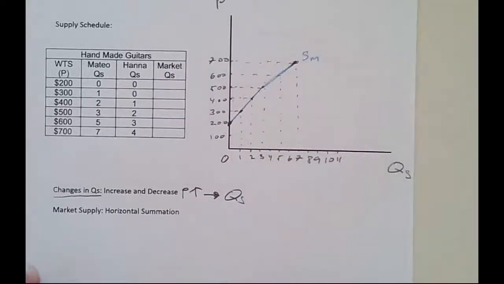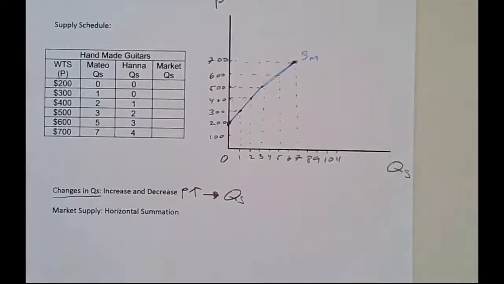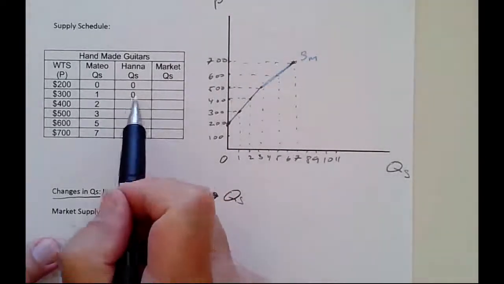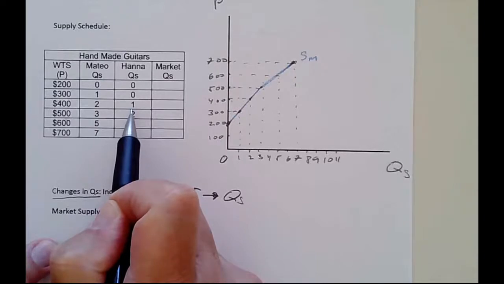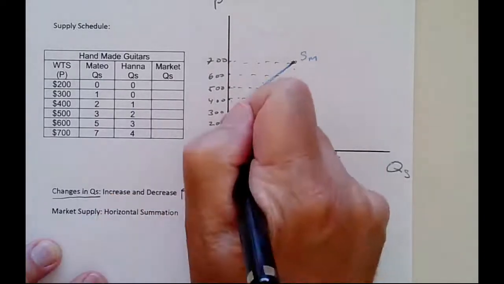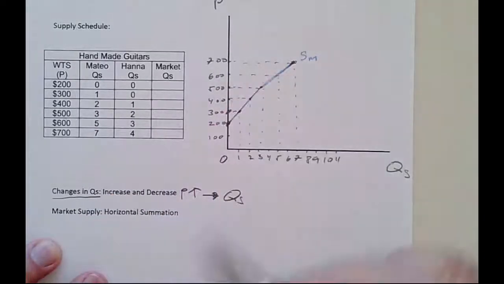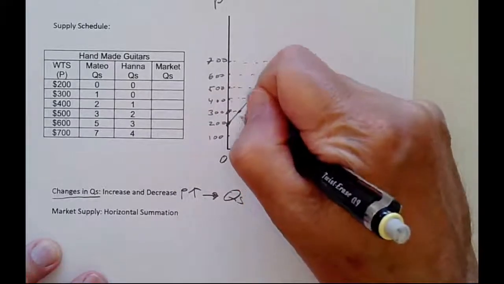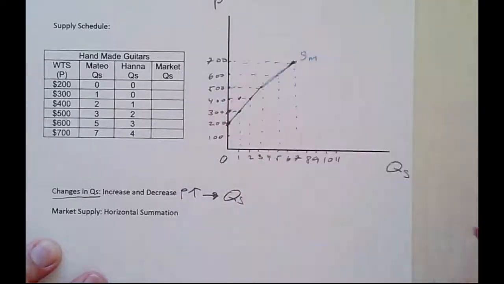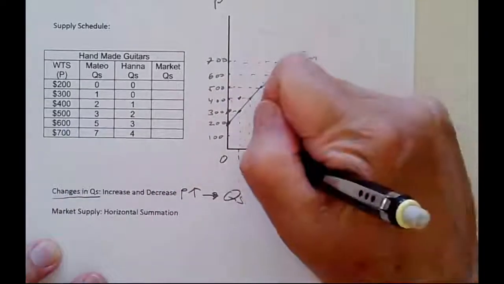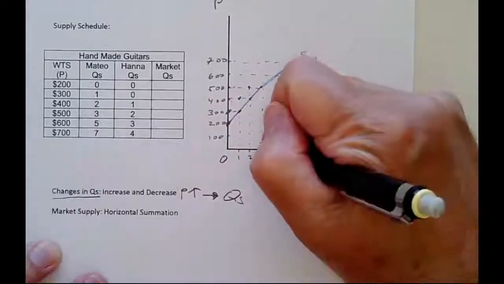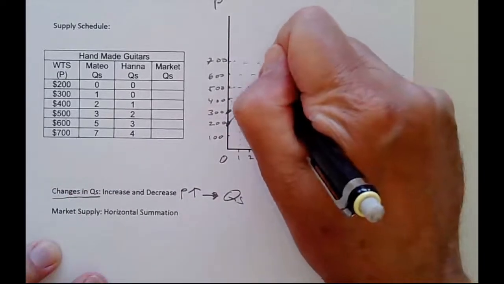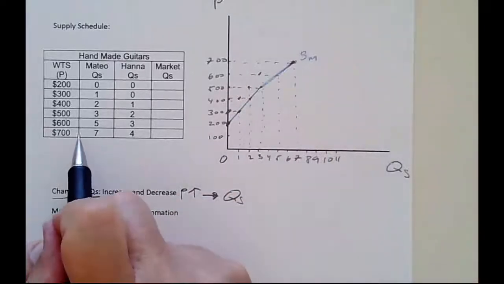We can add in Hannah. Hannah looks like she has a little bit higher opportunity cost, so at $300 Hannah would still have a production of 0. At $400 now Hannah would enter the market and make 1. At $500 Hannah would make 2. At $600 Hannah would make 3. At $700 Hannah would make 4.